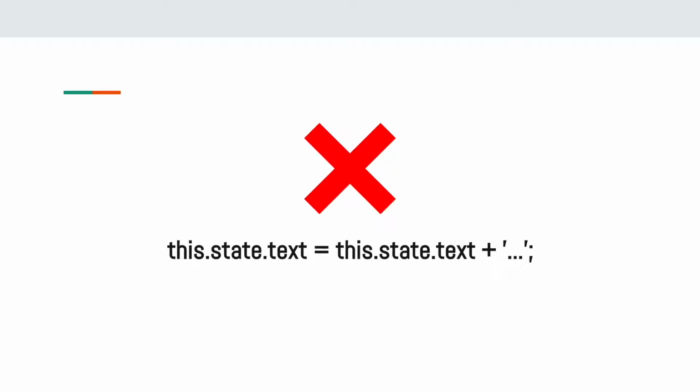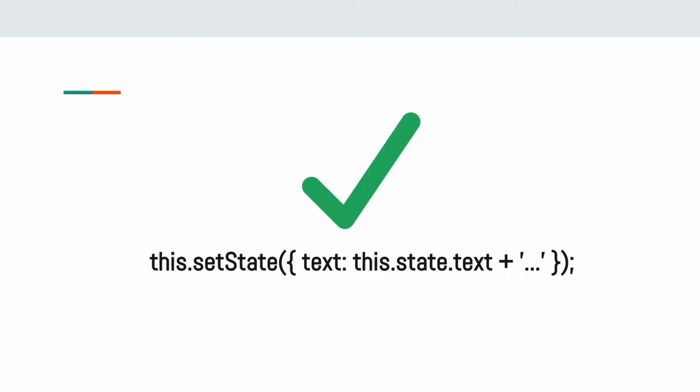Again, the code itself isn't bad JavaScript. This is a valid way to do string concatenation and add 3 periods to an existing string. But it's just not the way in React that you want to reflect changes in the render method. Instead, the proper approach again is to call setState, have the text key, and have the value be a whole new string with this.state.text and adding the 3 periods to it.